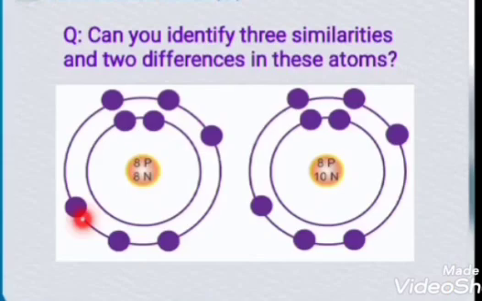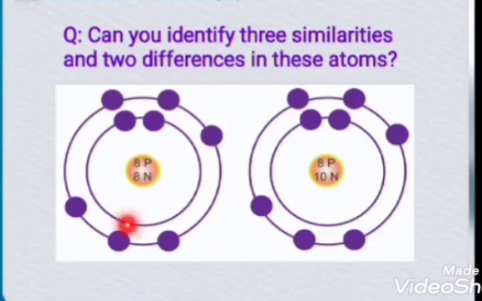Students, can you identify 3 similarities and 2 differences in these atoms? Yes, you can. Both the atoms have same number of protons, 8 and 8. Both the atoms have same number of electrons. Like I told you in previous slide that number of electrons is exactly same as the number of protons. So 8 number of electrons, and here also 8 number of electrons. Third, both have same atomic number, 8 and 8.